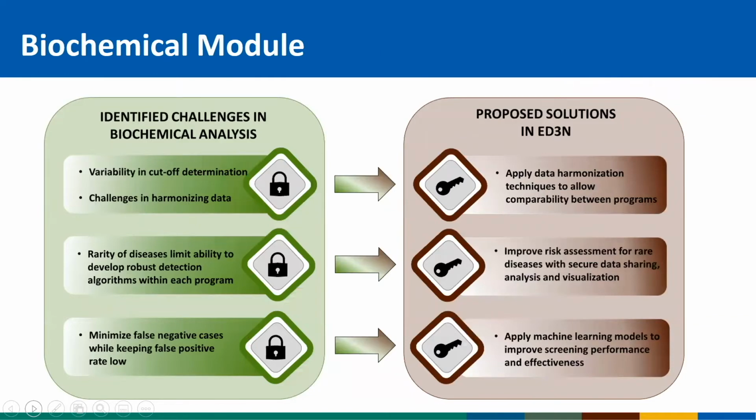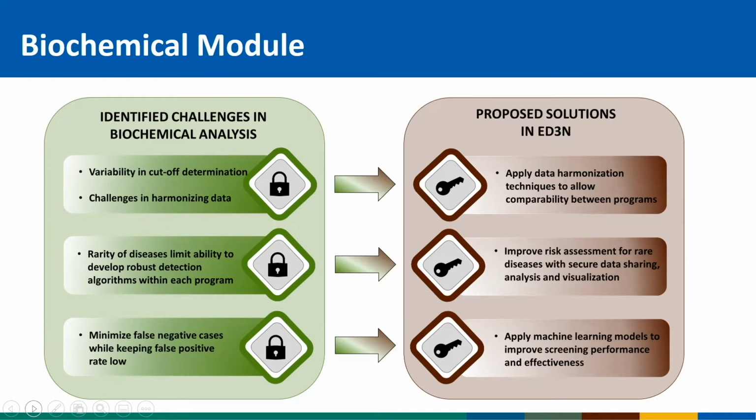So the challenges identified in the biochemical newborn screening space are likely not new to many of you. They include variability between programs in cutoff determinations, and the difficulty in screening for really rare diseases, where programs, especially smaller programs, may not see an affected newborn for years, which makes optimizing sensitivity and specificity of those screens very difficult. The biochemical module is still, I would say, in its infancy in development, but we've been putting forth a big push this year on this module.